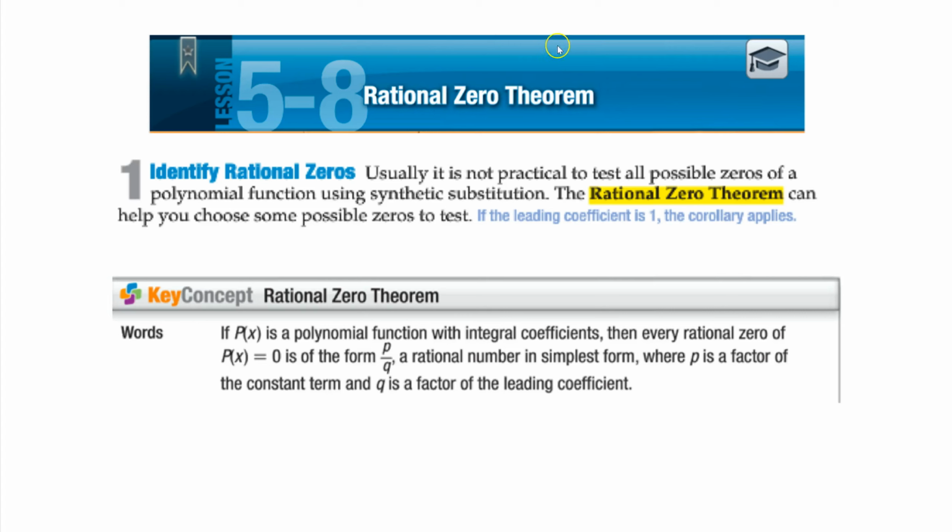5.8, the rational zero theorem. This is kind of the end of this chapter, and it's very similar to the last lesson, which was how to find all the real zeros, and I'll find the real and imaginary zeros of a function. The biggest difference between this lesson and last lesson is this. Last lesson, I said the first thing you do is graph it.